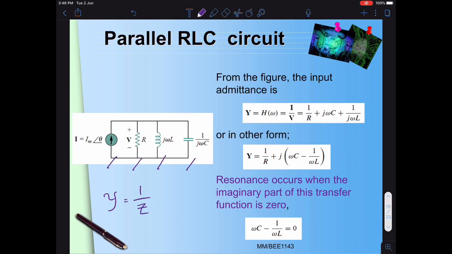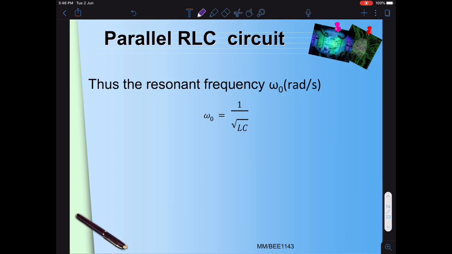The admittance for this circuit is given in this equation, and then we change it into another form, the real part and also the imaginary part. This is the real part and this is the imaginary part. Now we just take the imaginary part. The resonance will occur when the imaginary part is set to 0. So we set this element to 0, then we obtain the resonant frequency. If you look, this formula is similar to the one for the series circuit.